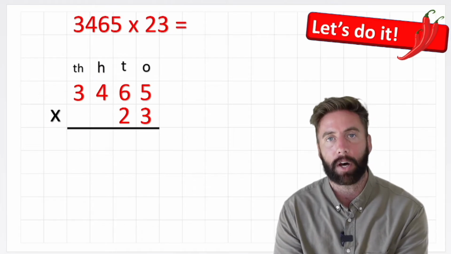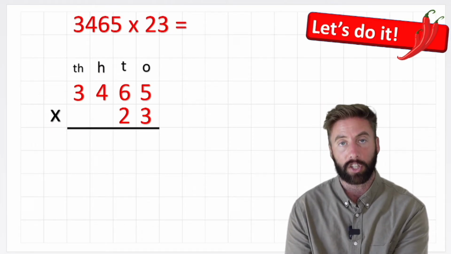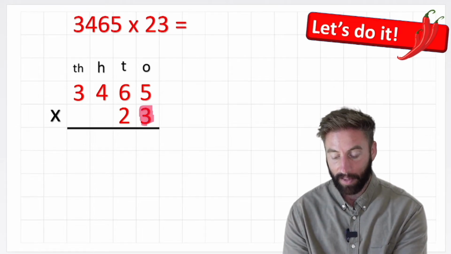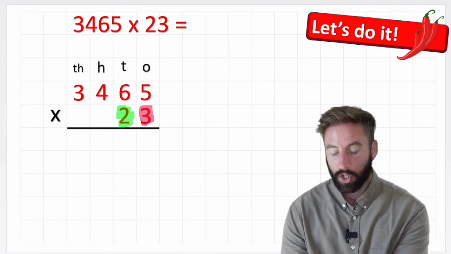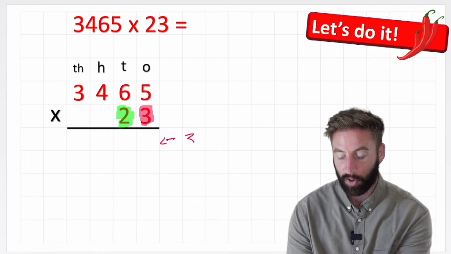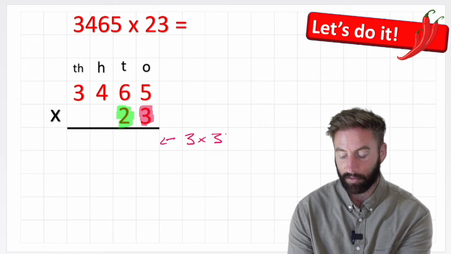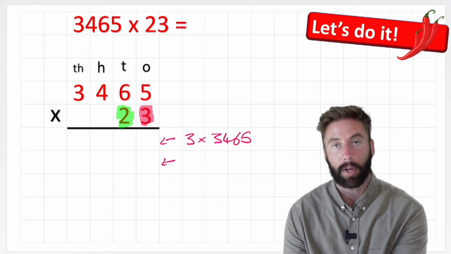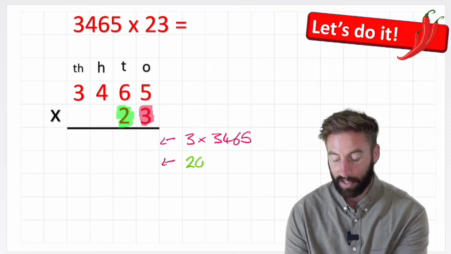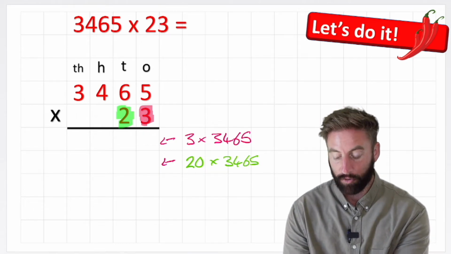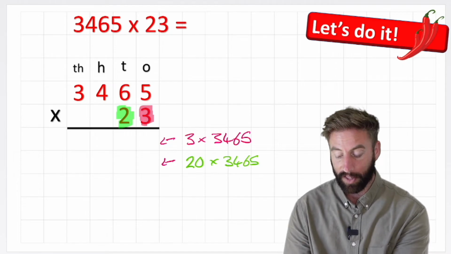The next step said to partition my question, and we're going to partition specifically this bottom row, and we're going to look at it as a 3 and a 20. So this row here is going to be answering the question 3 times 3,465, and then the second row is going to be answering the question 20 times 3,465.